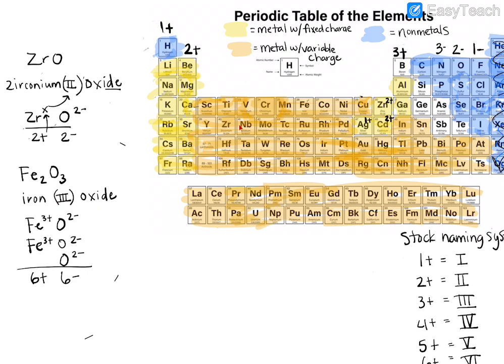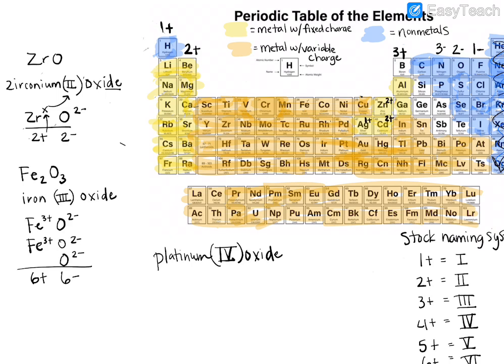Keeping in mind that this is only for the metals that we see over here in orange that don't have a definite charge. Don't forget, if you have something like calcium chloride, it's just calcium. Take the chlorine, change the ending to IDE, calcium chloride, and that's it. There is no parentheses with a Roman numeral because calcium has a known charge. It's always 2 positive. So since these in orange do not always have a set charge, we have to determine that by breaking up the formula.